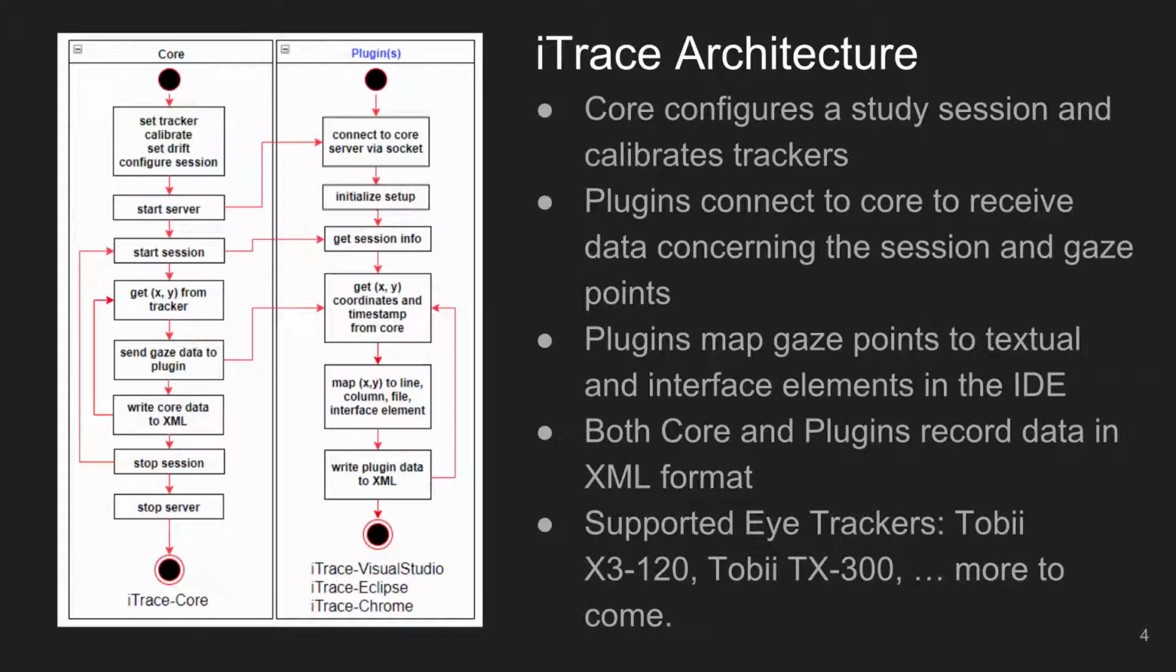The basic architecture for iTrace uses a central core application dedicated to setting up a study session and interacting with any attached eye trackers. Plugins are developed for specific development environments and communicate with the core to receive gaze point information. All gaze points are mapped to text or interface elements within the IDE and recorded during the study.